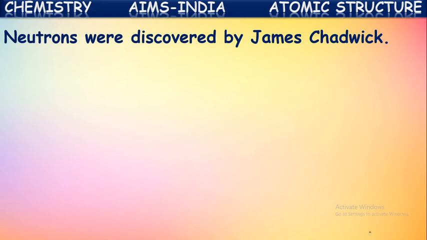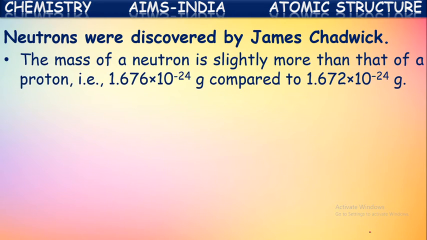Okay, next about neutrons. Neutrons were discovered by James Chadwick. The mass of a neutron is slightly more than that of a proton, that is 1.676 into 10 to the power of minus 24 grams, whereas the mass of a proton is equal to 1.672 into 10 to the power of minus 24 grams. So it is slightly heavier. It is 672 here, whereas it is 676. Remaining it is the same. Neutrons are slightly heavier, but in general, the mass of proton and neutron is considered the same in calculations.